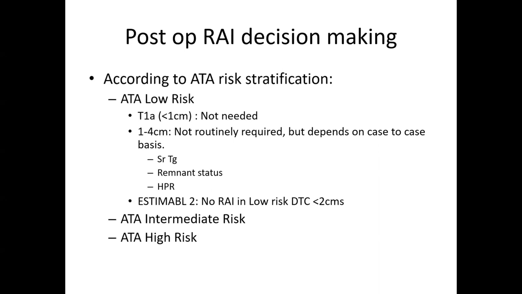In the low risk group, actually, there is a lot of conflicting data. And the recent trial, ESTIMABL2, also says that there is no role of RAI, especially in low risk DTC with lesions less than 2 centimeters in size. But even for a low risk patient, if they come to us, we see on a case to case basis. We evaluate serum TG, we see the remnant status, we go through the HPR, and then we decide on treatment.